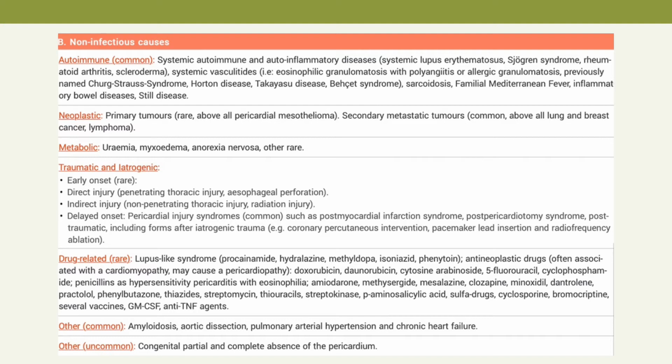Of course, you can get malignancy of any part of the body, and the pericardium is no exception, although primary pericardial tumours are relatively rare. You can get metastatic tumours, which are fairly common, above all lung, breast cancer, and lymphoma. You can, of course, get uraemic, myxoedemic and anorexia nervosa-induced metabolic pericarditis, but also trauma, such as penetrating thoracic injury, such as a stab wound to the chest. Drug-related causes are relatively rare, and again, the drugs which may cause drug-induced pericarditis are on the slide.